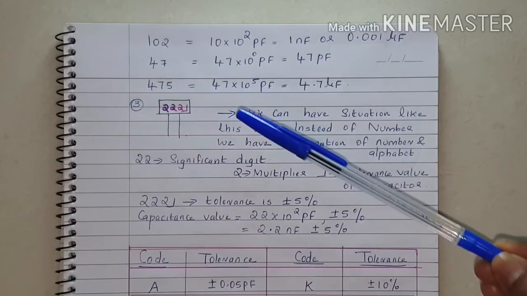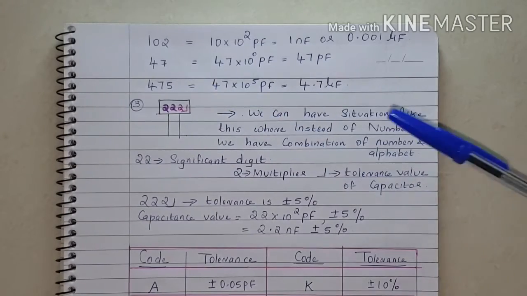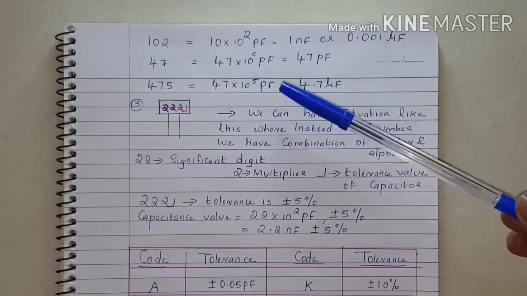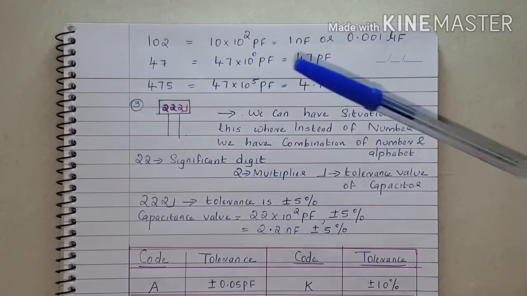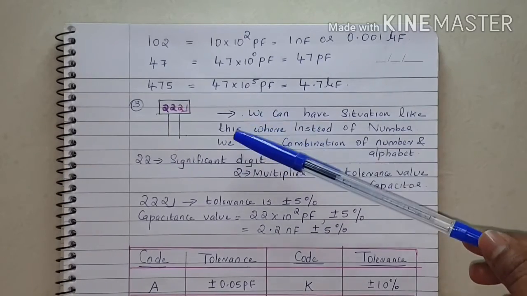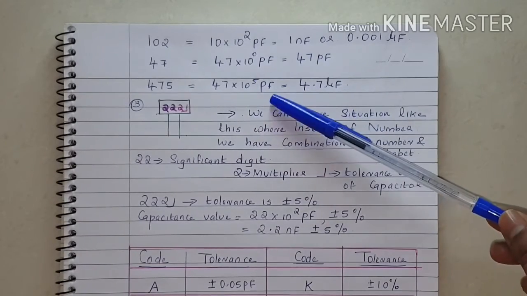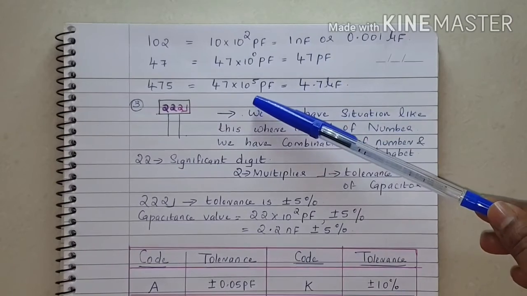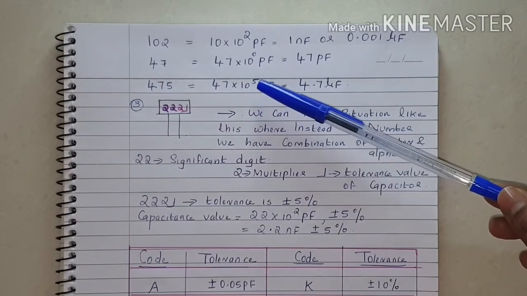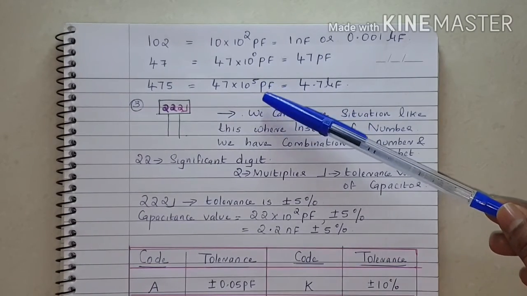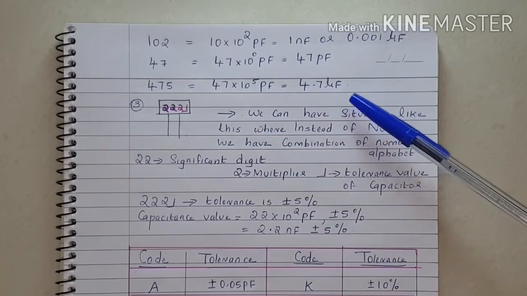If it is 47, then 47 into, there are no 3 digits, so the multiplier is 10 raised to 0 picofarad. It becomes 47 picofarad. If 475 is written inside the capacitor, the capacitance value is 47 into the multiplier 10 raised to 5 picofarad. In terms of microfarad, pico means 10 raised to minus 12, minus 12 and 5 makes it 10 raised to minus 7. In order to make it 10 raised to minus 6, moving one decimal towards the left side, 4.7 microfarad.